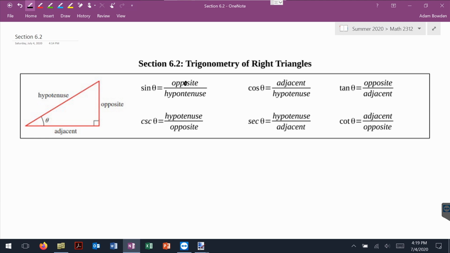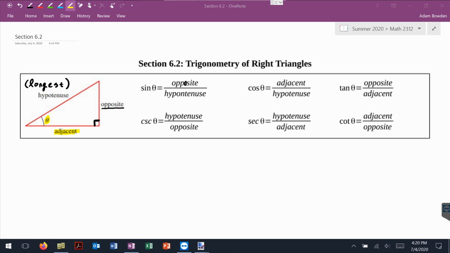Our right triangle, again, is a triangle where we have a 90-degree angle on one corner, and then we have three different sides that we label as the hypotenuse, the adjacent, and the opposite. The hypotenuse is the longest side. The opposite side sits across from the angle that we label as theta, and the adjacent sits right next to the angle theta. And then we define the different trig functions this way using the lengths of the sides in the right triangle.